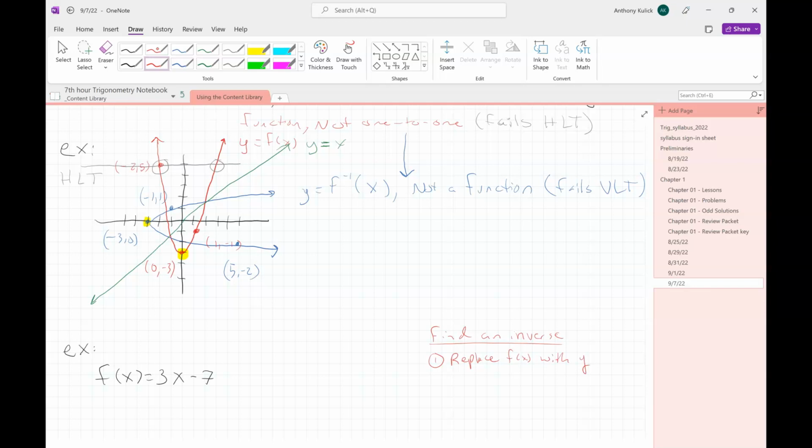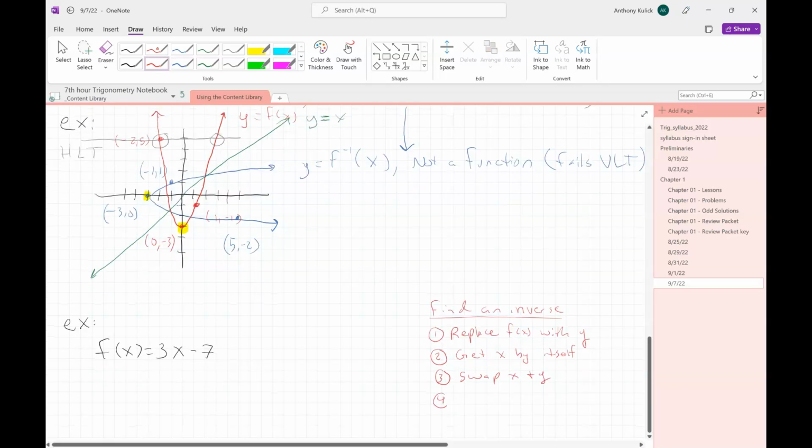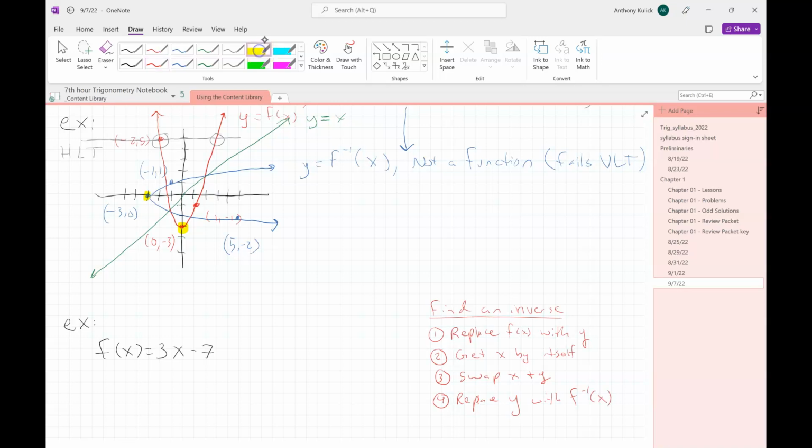So the first thing I want to do is replace my function notation with just y equals. Then I want to get the x by itself. And we're going to swap the names for x and y. Then we're going to replace y with f inverse of x. So those are my steps to find the inverse.